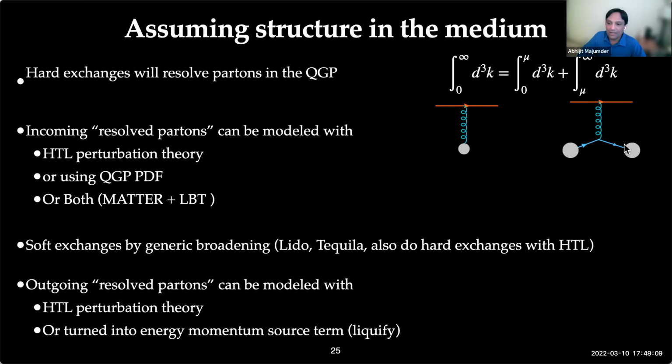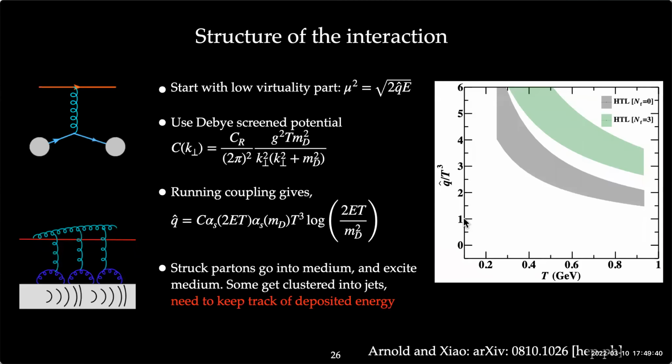And how do you model these? Well, you could model them using HTL perturbation theory again. You could use something like a QGP PDF, or you can use both. You can use a combination, and we will use a combination of this coming up. And what about the parton that goes back out? Again, you can use HTL perturbation theory, or what a lot of people do nowadays is basically turn it into a source of energy and momentum, which goes back into the hydrodynamic simulation and generates excitations in the hydrodynamic simulation.